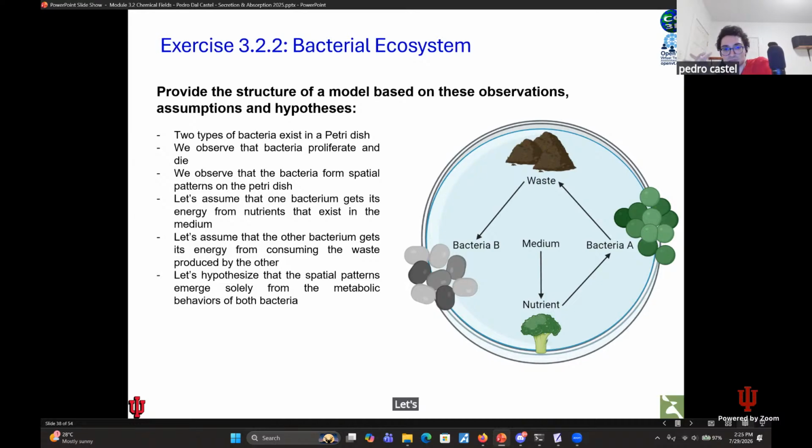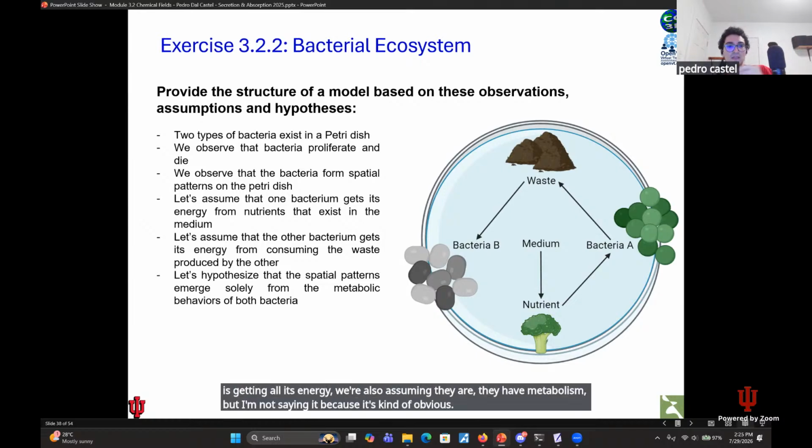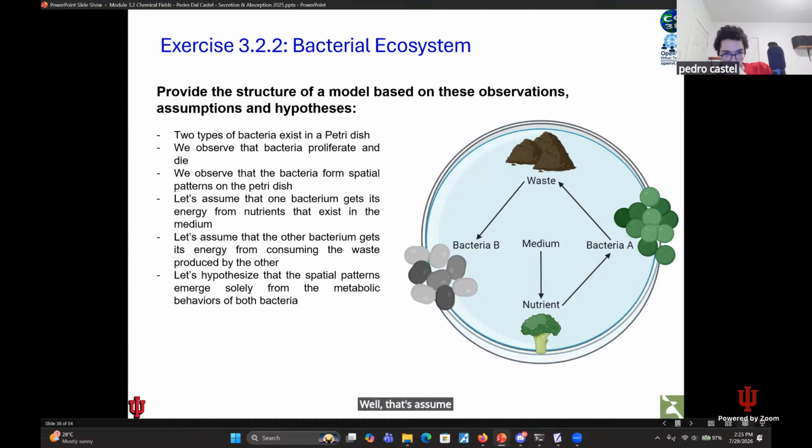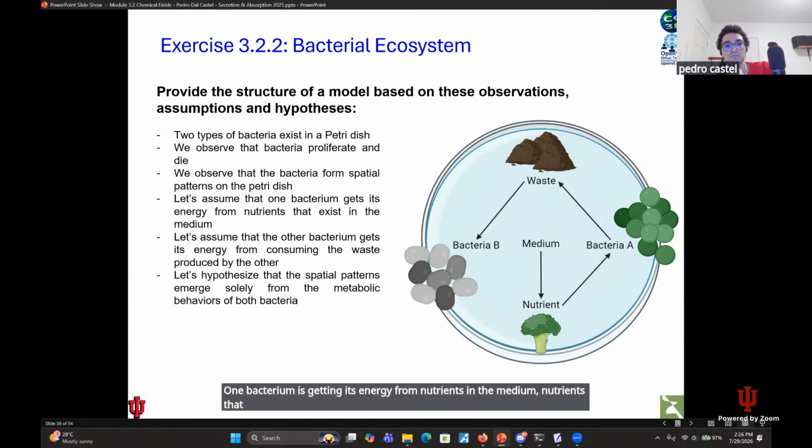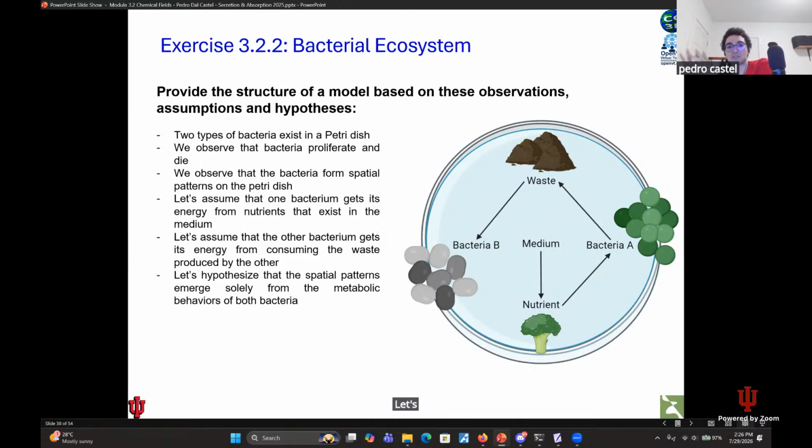Let's make one assumption. Let's assume that one of the bacterium types is getting all its energy... We're also assuming they have metabolism, but I'm not saying it because it's kind of obvious. Well, let's assume one bacterium is getting its energy from nutrients that are present in the medium. Let's assume that the other bacterium is getting its energy by consuming the waste product of the other bacterium.